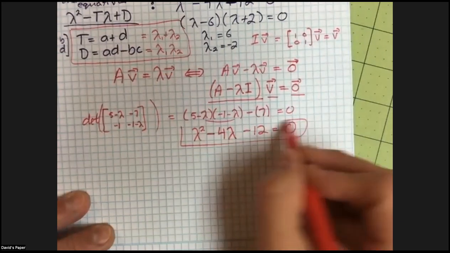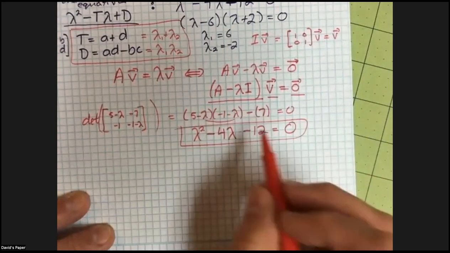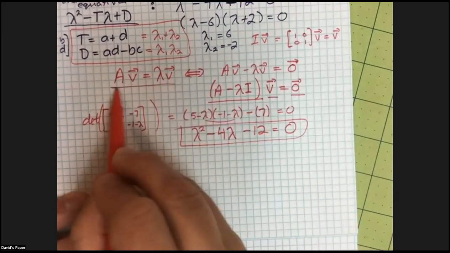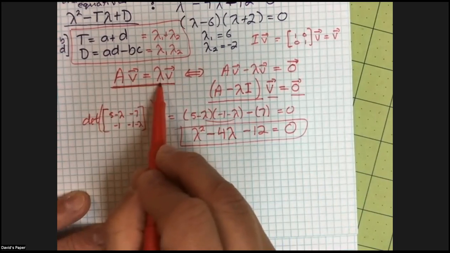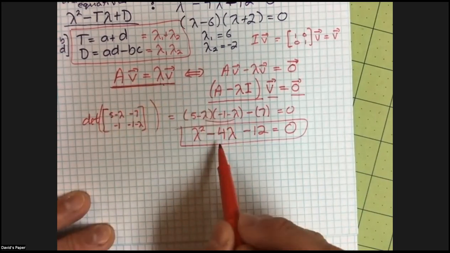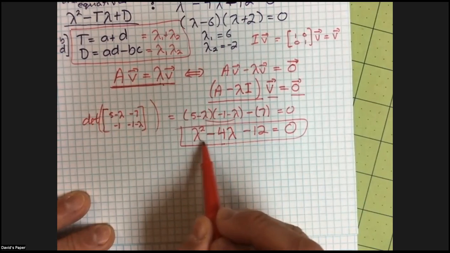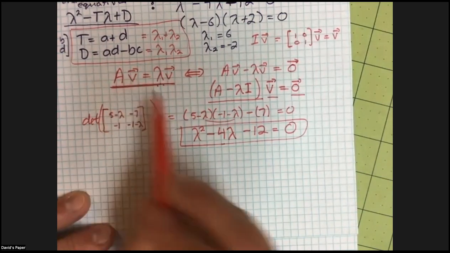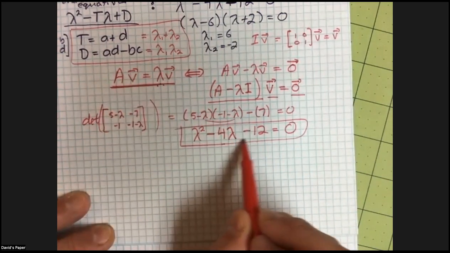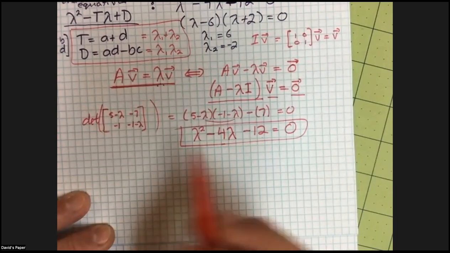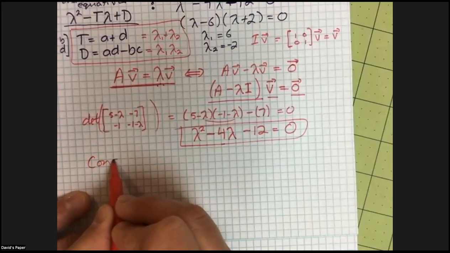So this is the repeating from last week that says, if I want to find the lambdas that do this special job, I am working with the characteristic equation. The lambdas that do this special job, that scale a vector just like the matrix multiplies it, are the lambdas that solve the characteristic equation. So now let's go and construct the eigenvectors.